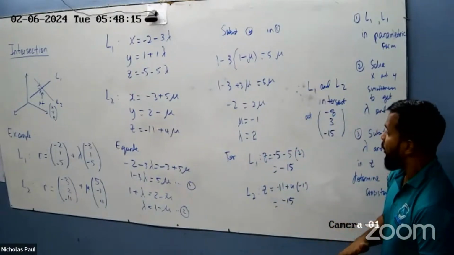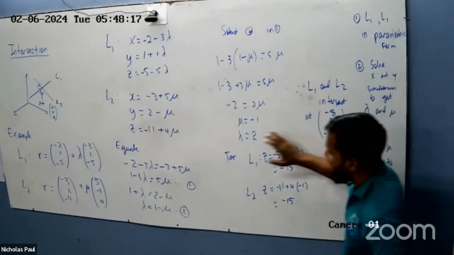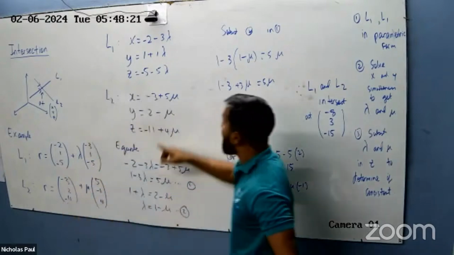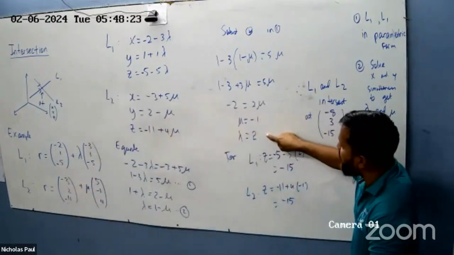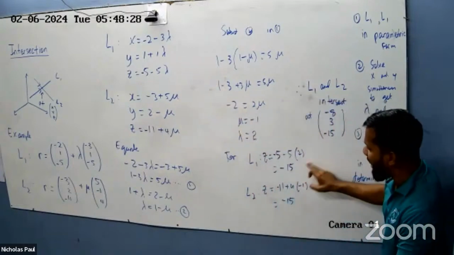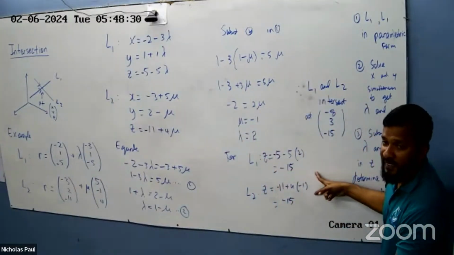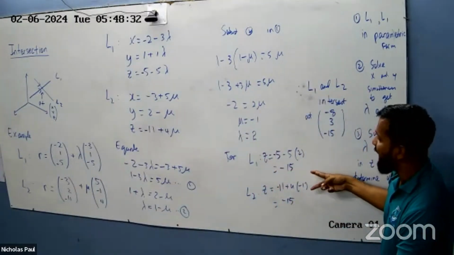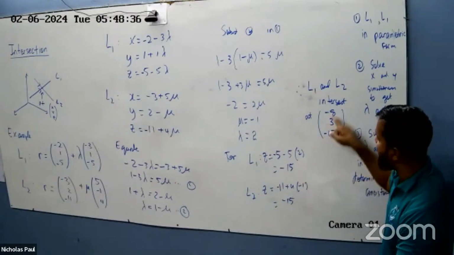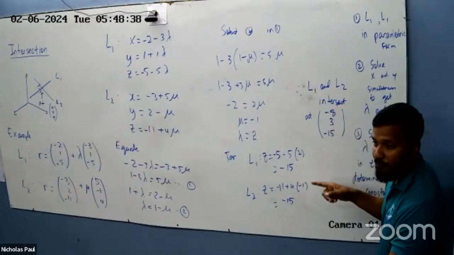So online, in case I get lost, I made a mistake with the signs early. It's minus 5 minus 11. When you solve for lambda and mu, plug it back into Z. If you get the same values for both lines, it means that it is consistent and they intersect. If the values are not the same, it means they do not intersect and they are skew.